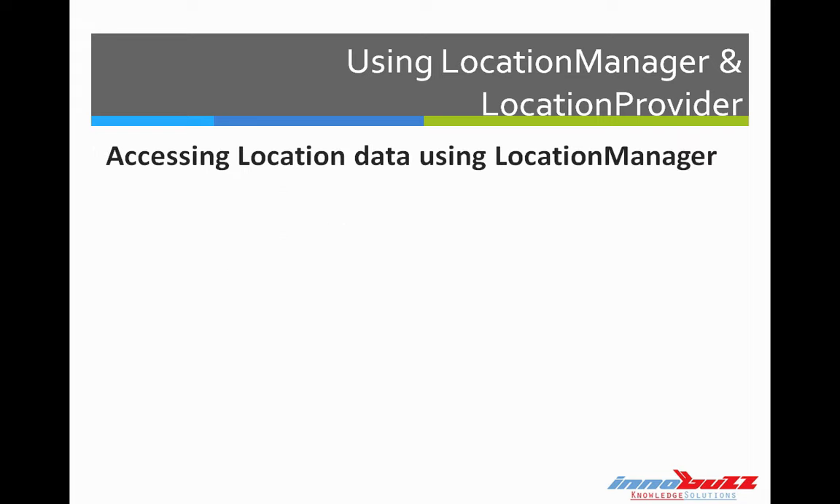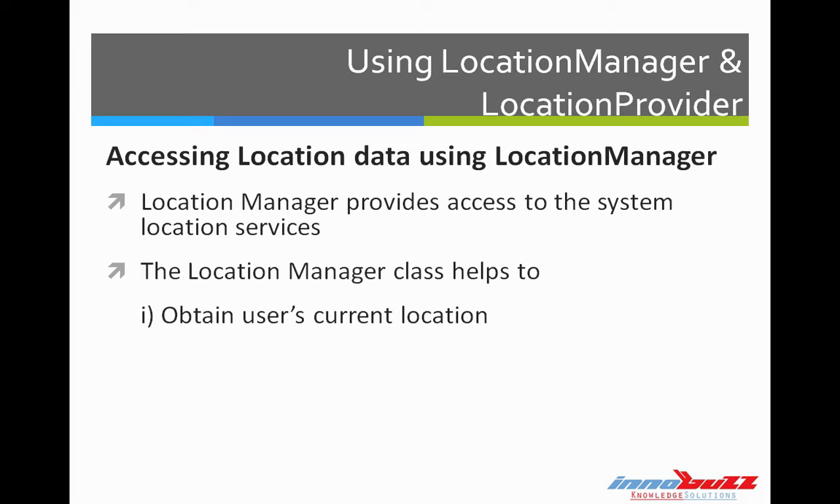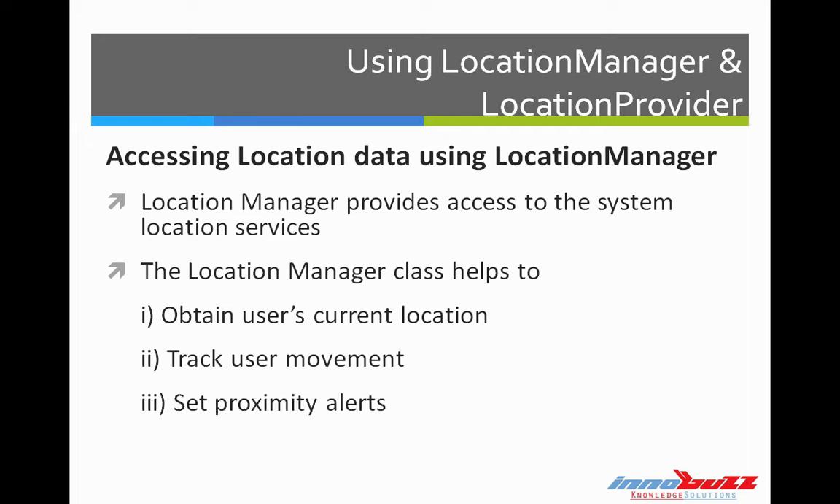Accessing location data using Location Manager. The Location Manager API provides access to the system's location services. The Location Manager class helps in the following tasks: obtaining a user's current location, tracking the user's movement, setting proximity alerts, and detecting available location providers.